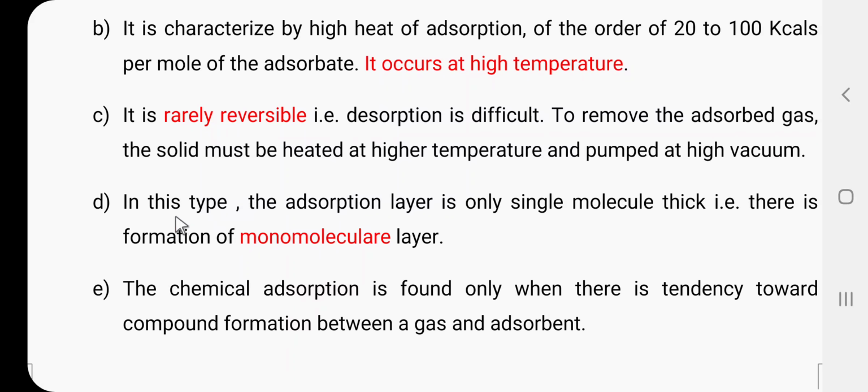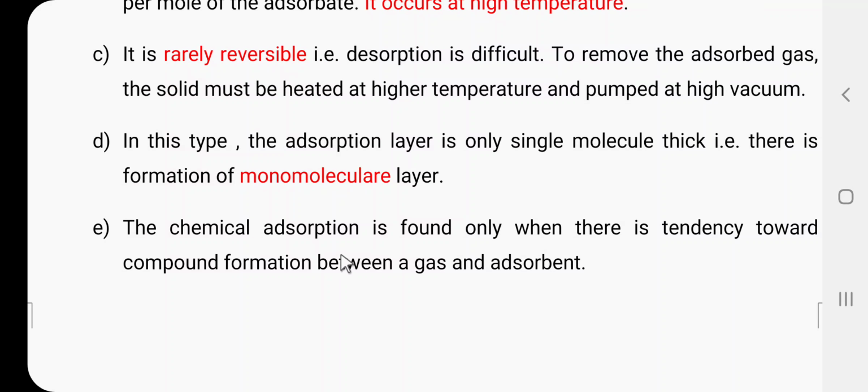In chemical adsorption, the adsorption layer is only single molecular thick, that is, there is a formation of a monomolecular layer only on the surface of the adsorbent. While in case of physical adsorption, there is a multimolecular layer, but in case of chemical adsorption, there is a formation of the monomolecular layer.